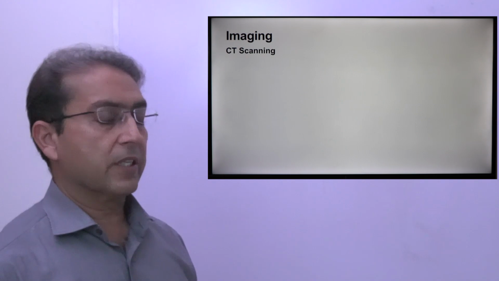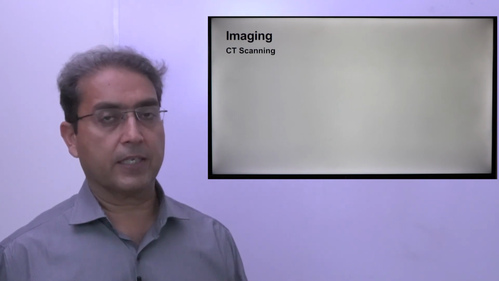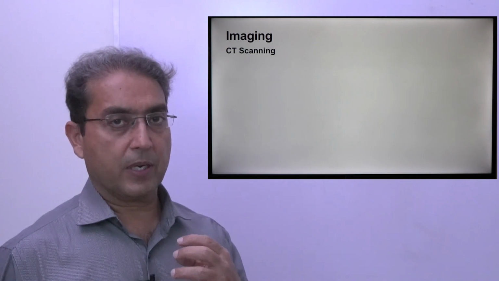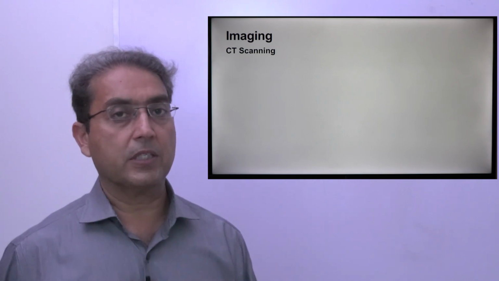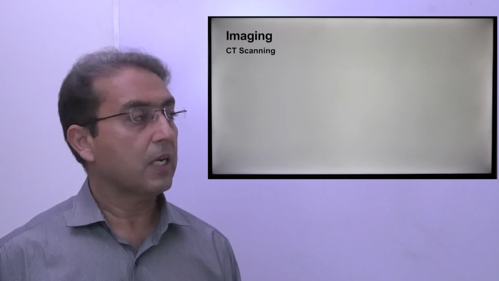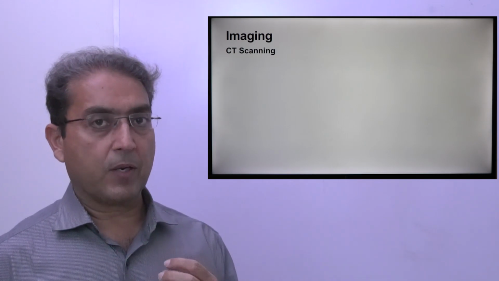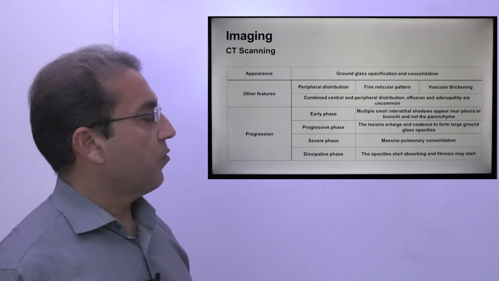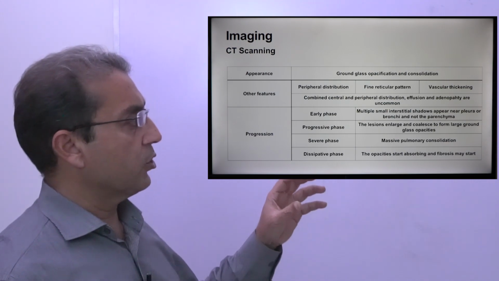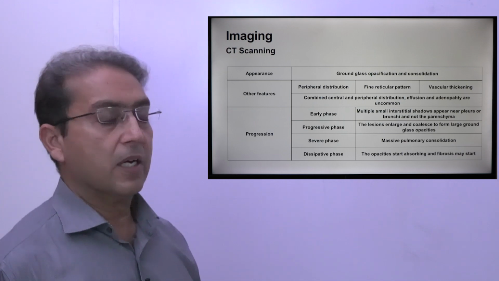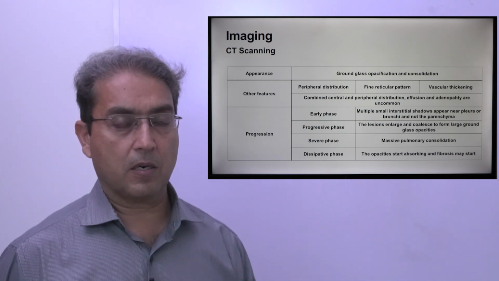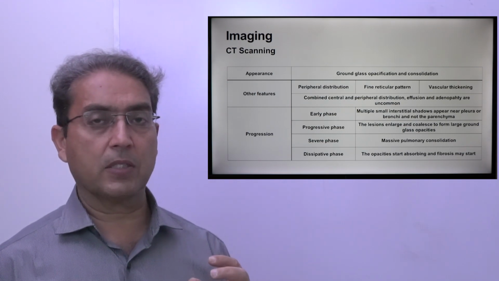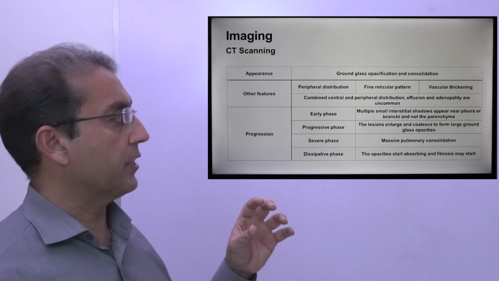Now we can go for certain imaging studies like CT scan and chest X-ray. CT scan is a very important investigation which can pick up early disease, small volume disease, which may not sometimes be picked up on a chest X-ray. What do we see on CT scan? The classical appearance is the ground glass haziness, or there may be consolidation. So the patient may have ground glass appearance, or there may be consolidation on CT scanning.